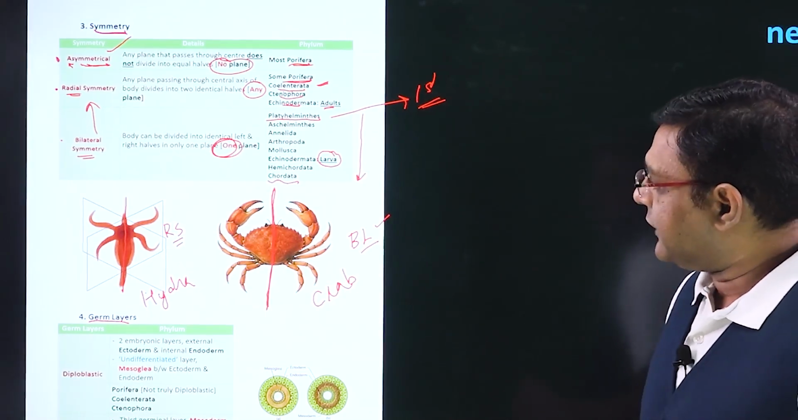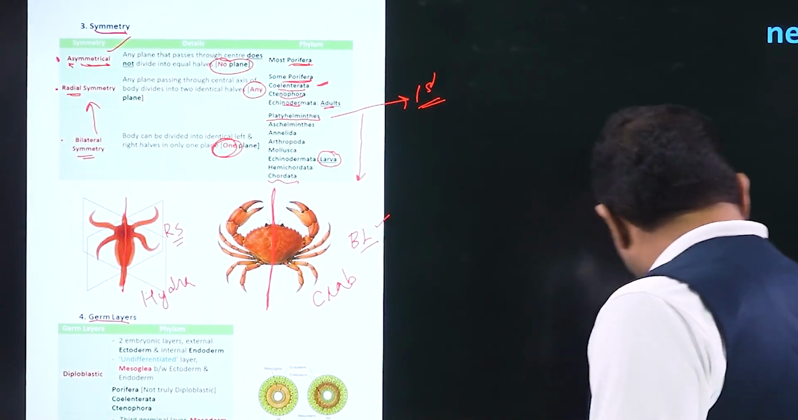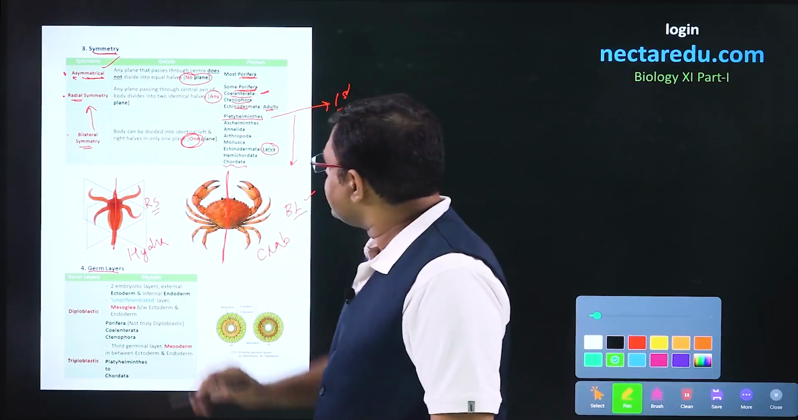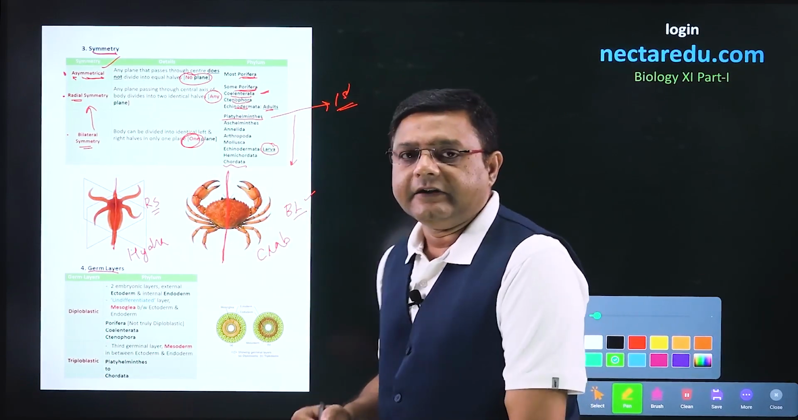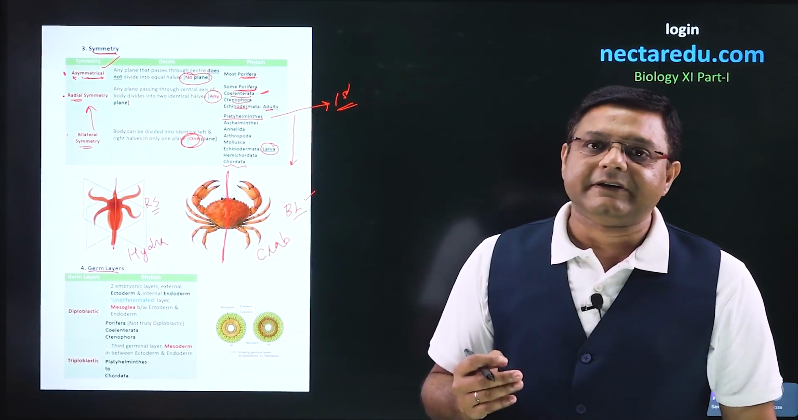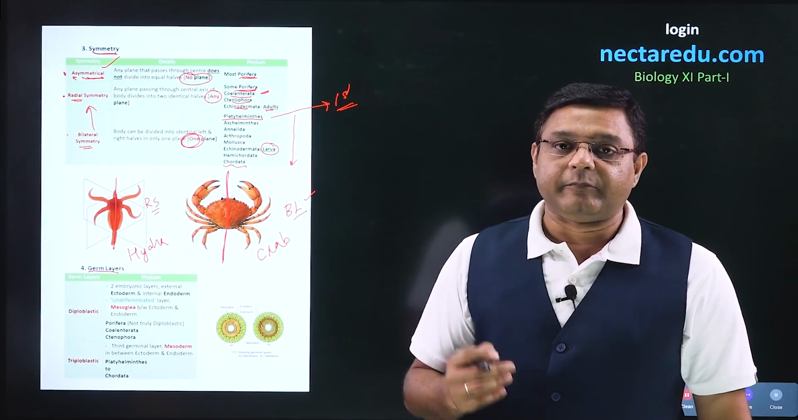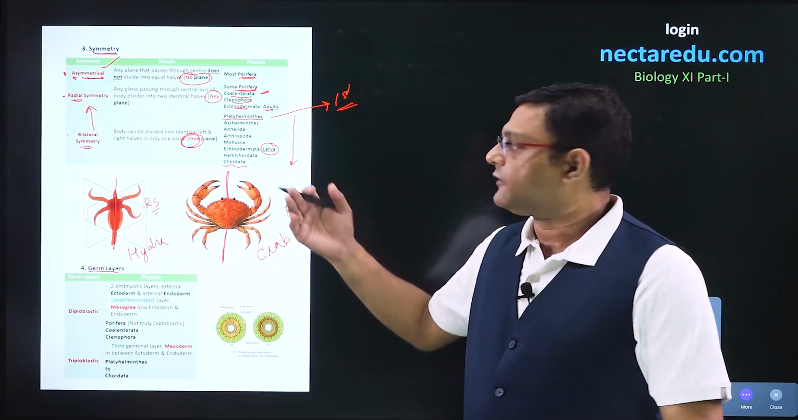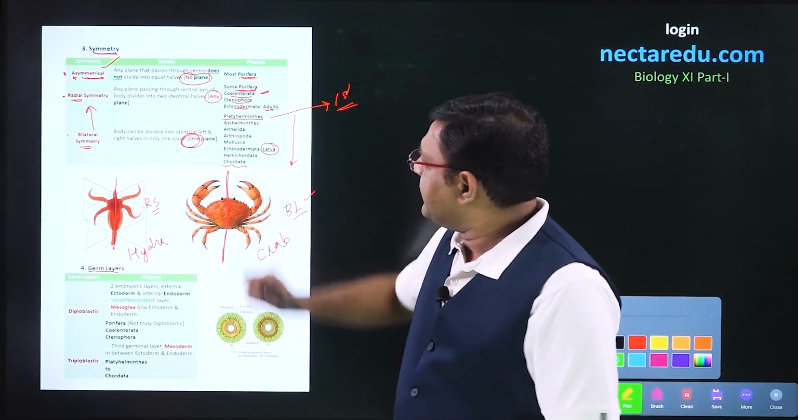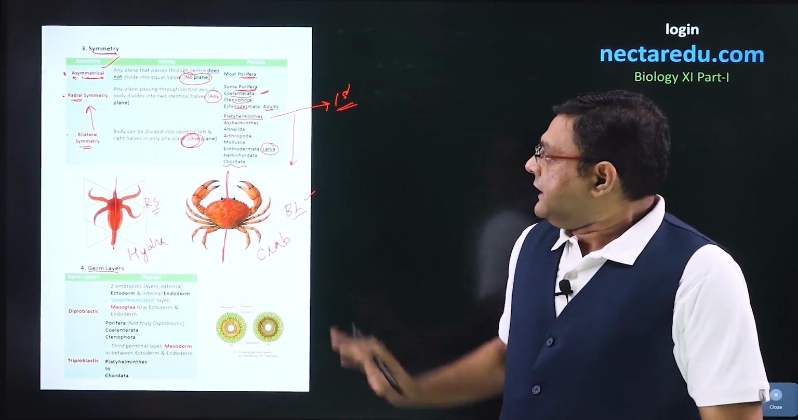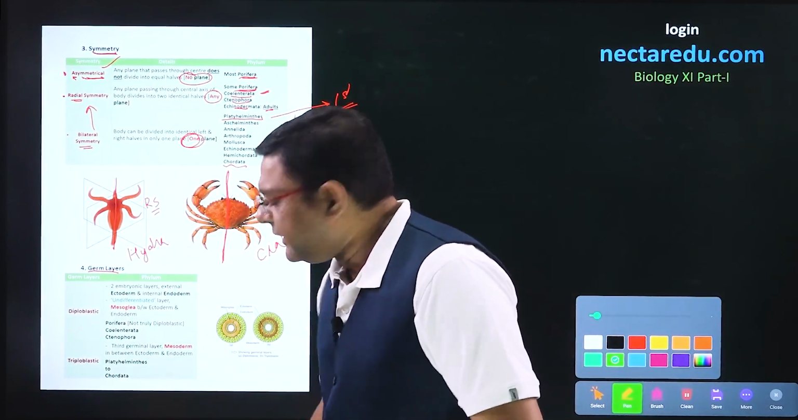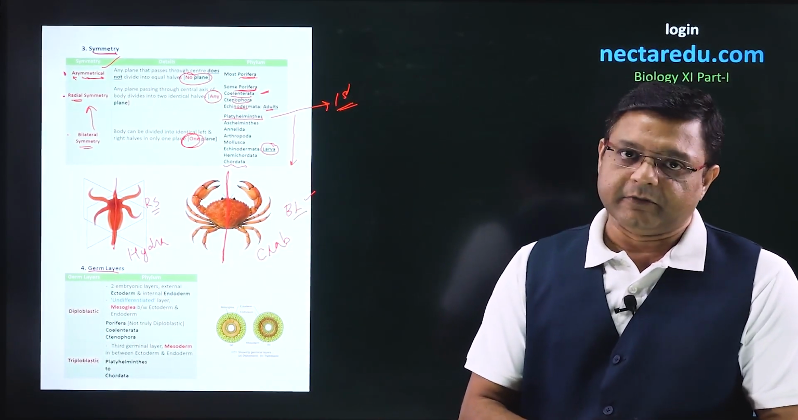In the case of echinoderms, as we have seen, there are two conditions. The larva had bilateral symmetry and the adult had radial symmetry. So, we can say that in the case of echinoderms, symmetry depends on the stage of development. If it is the larval stage, it is bilateral symmetry, and if it is radial symmetry, it will be the adult condition. After this symmetry part, we come to the next basis of classification, that is germ layers.